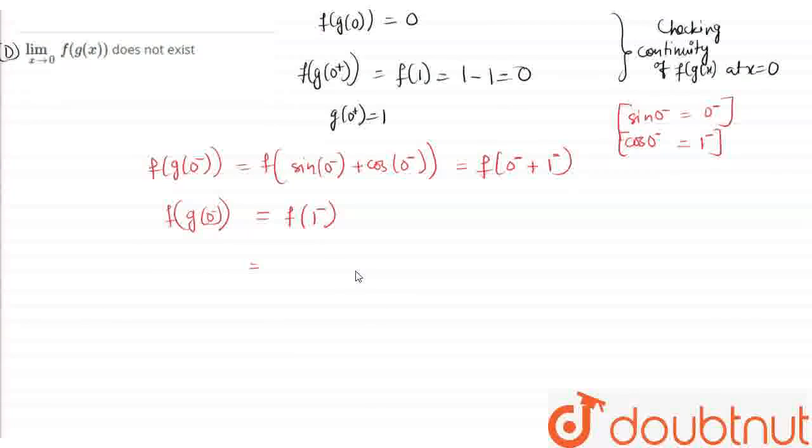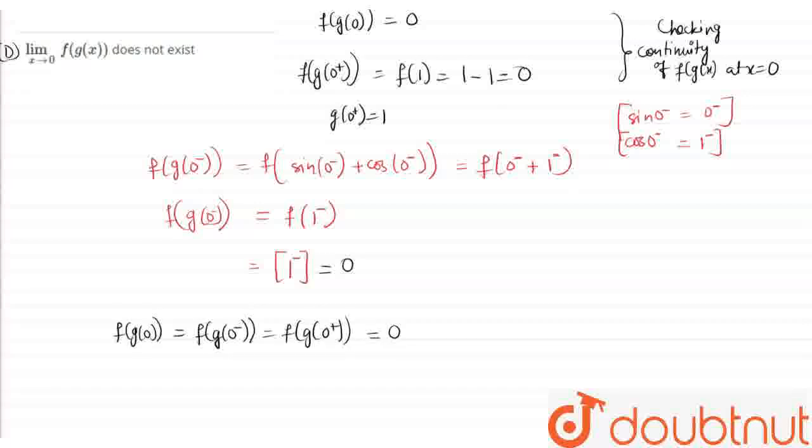Here we are going to put the values in the case of f of 1 minus, which is the greatest integer function, right? So this will give us the greatest integer function of 1 minus, which will be 0. So we have got f of g of 0 equals f of g of 0 minus equals f of g of 0 plus equals 0. So f of g of x is continuous at x equals 0.